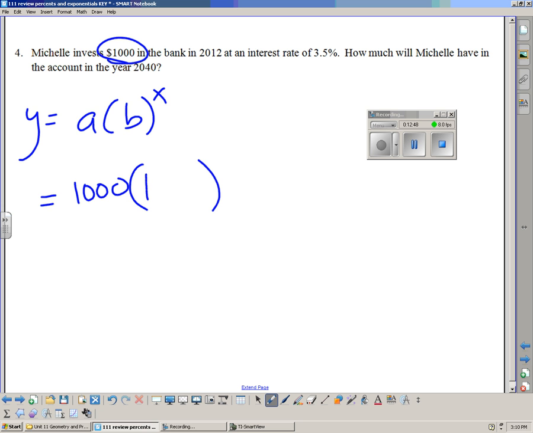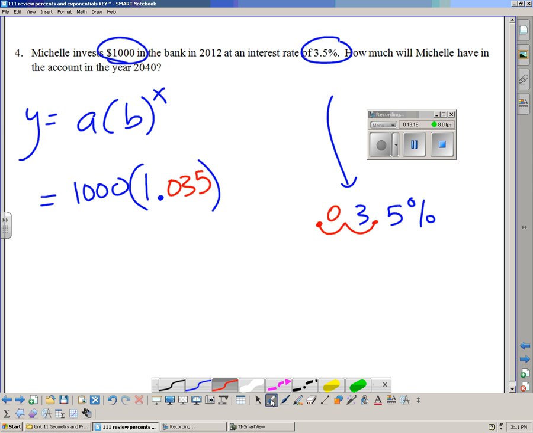Times 1 plus this percent, but I have to write it as a decimal. So I have 3.5%. I have to move the decimal place over twice, which gives us 0.035, or just take 3.5 and divide by 100, either way. So I have 1.035, and interest rates are given per year. I have to figure how many years have gone by. If I started at 2012 and I want to go to 2040, 2040 minus 2012 is 28. And if I type this into the calculator, we'll get the answer.